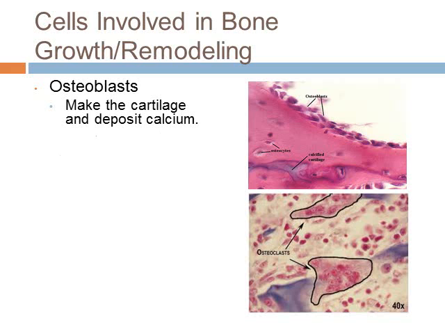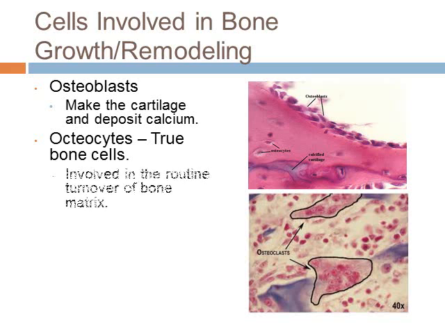The second type of cells are called the osteocytes. These are the true bone cells, that you find within the bone. They're basically involved with the routine turnover of the bone. The end of your femur, for example, with all the pressure on there all the time from standing, those osteocytes are generally being recycled and replaced as the bone is worn away from all the daily stress.